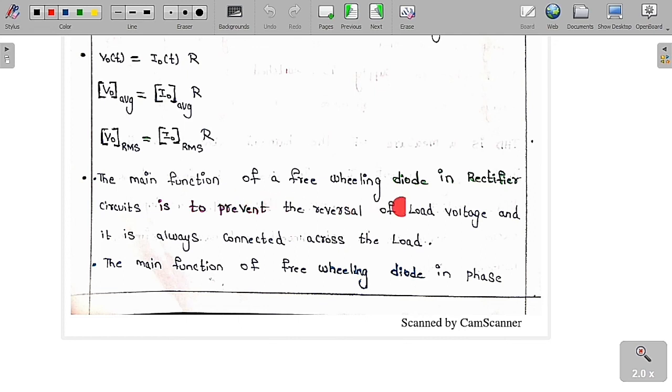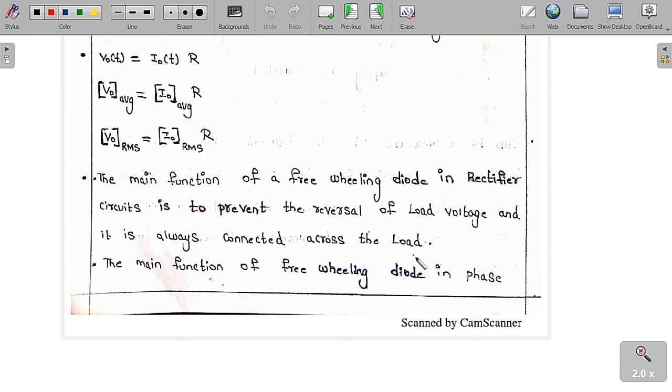The main function of a freewheeling diode in rectifier circuits is to prevent the reversal of load voltage, and it is always connected across the load. Why? Because the load voltage tries to become negative.